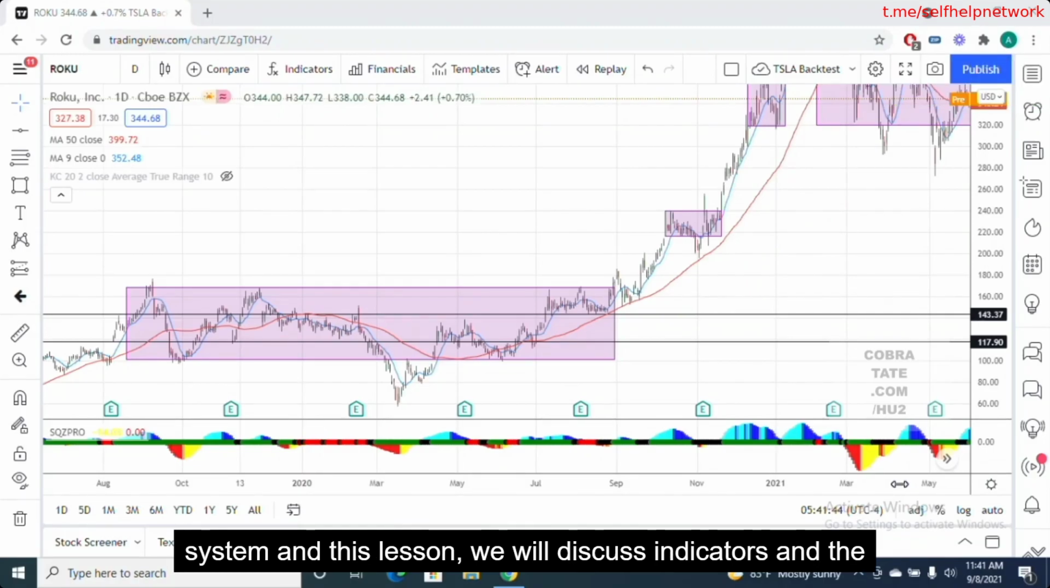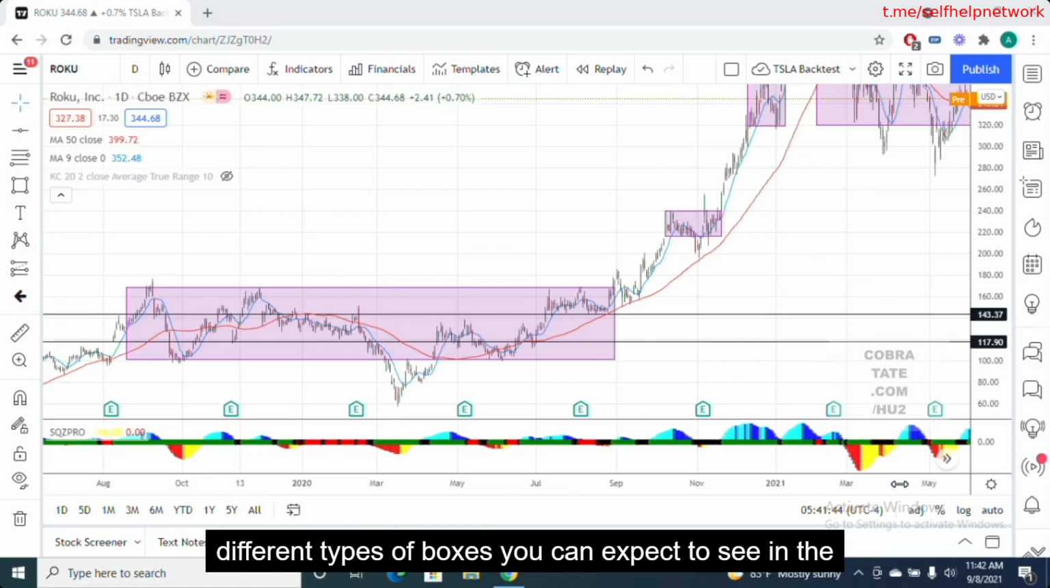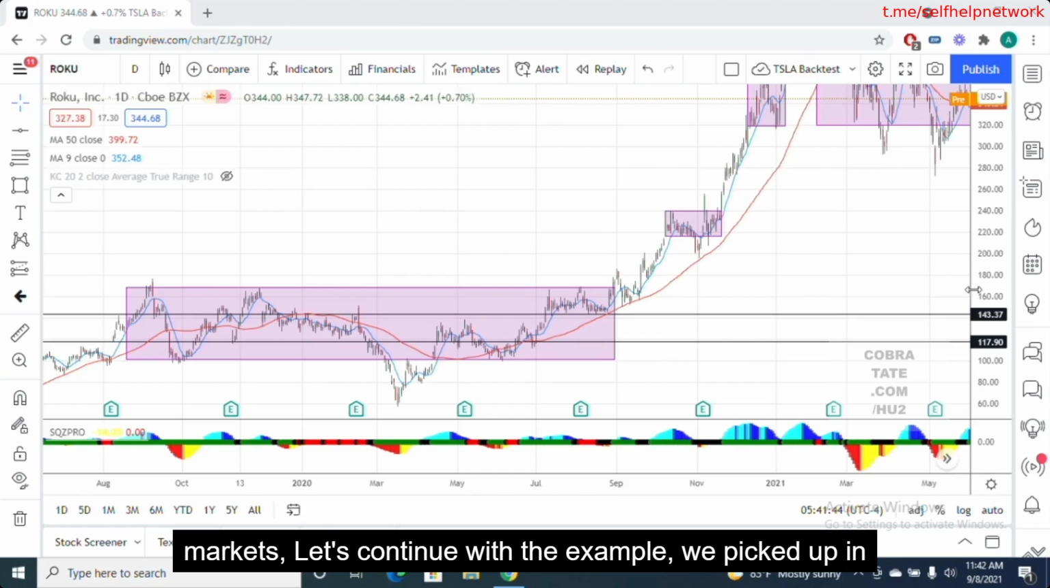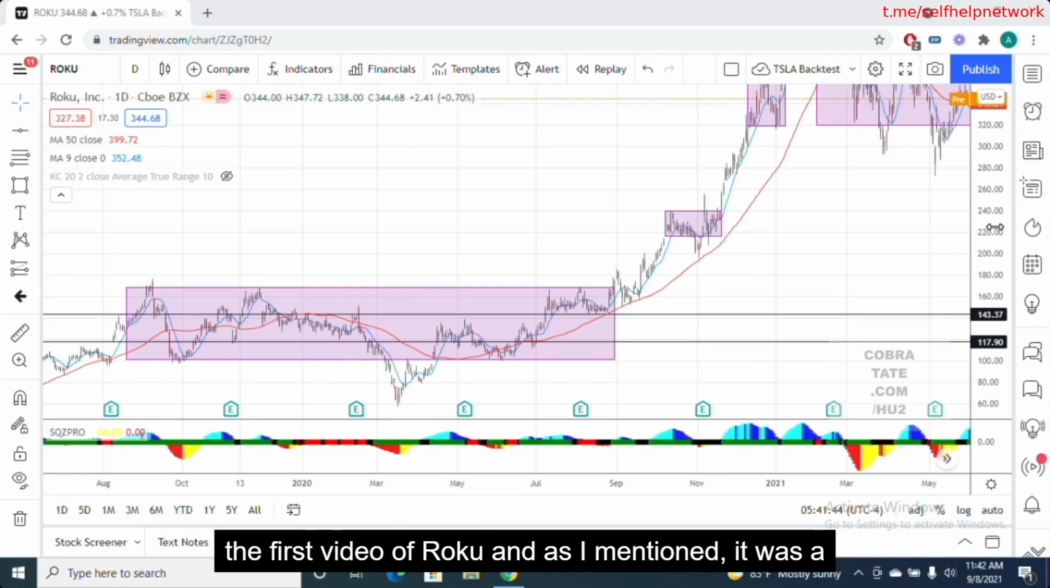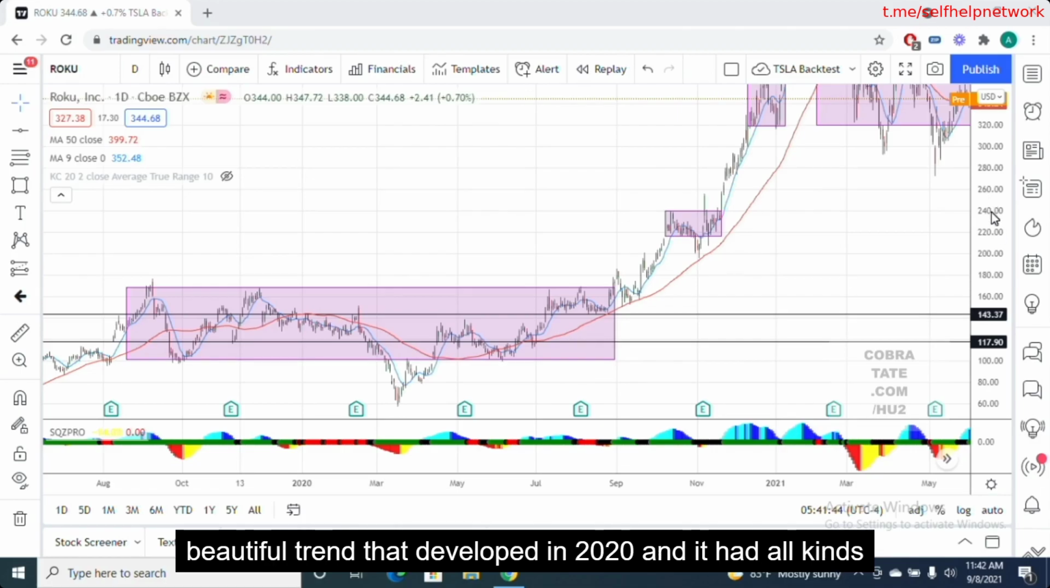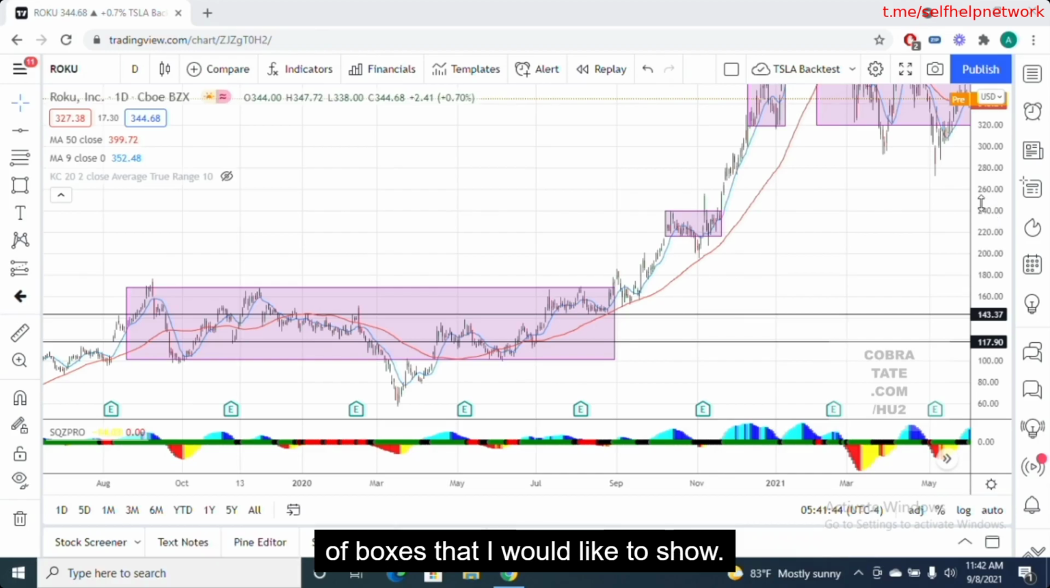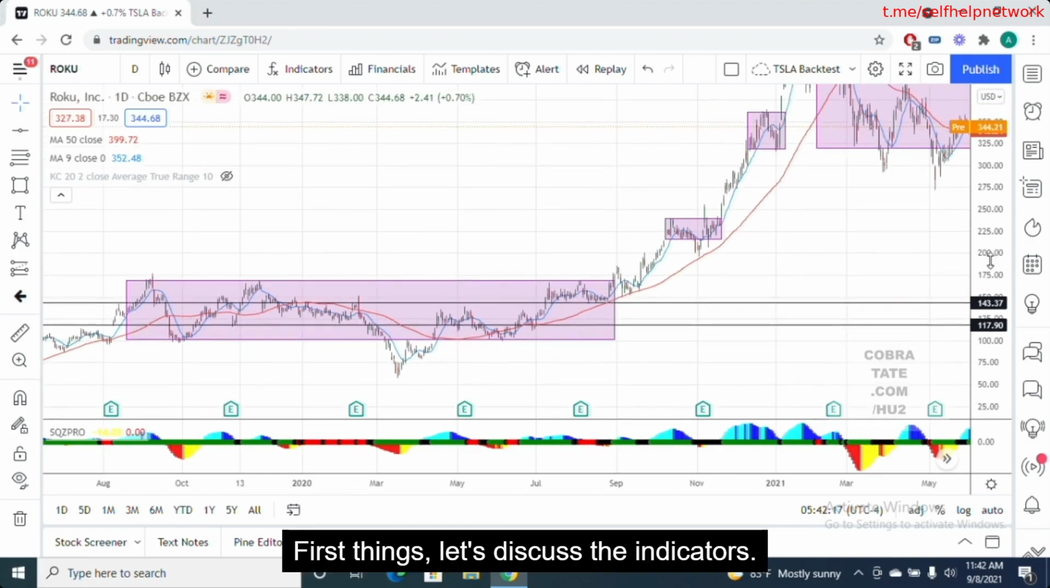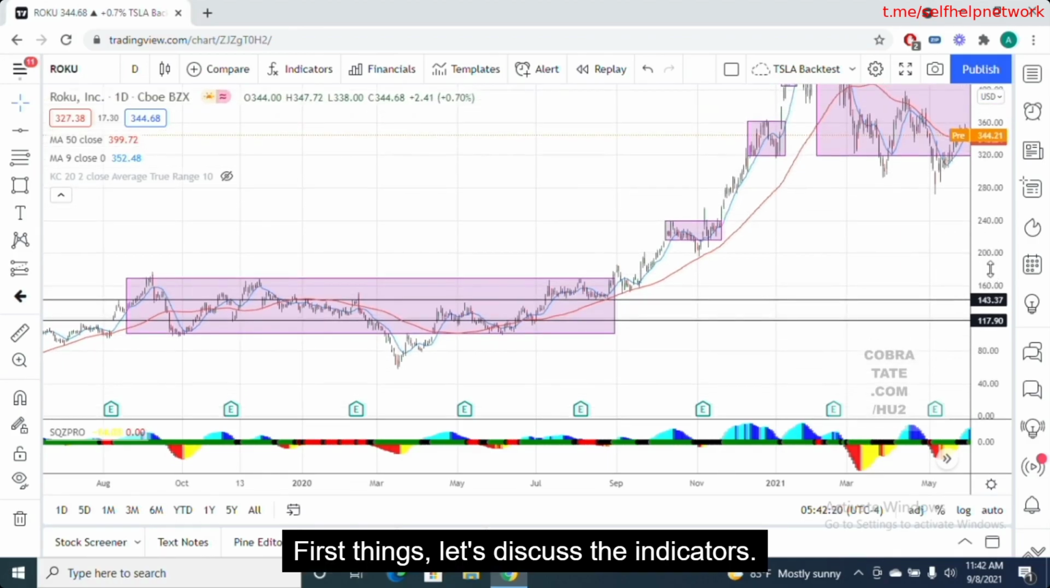In this lesson we'll discuss indicators and the different types of boxes you can expect to see in the markets. Let's continue with the example we picked up in the first video of Roku, and as I mentioned, it was a beautiful trend that developed in 2020 and it had all kinds of boxes that I would like to show. So let's start with it. First things, let's discuss the indicators.